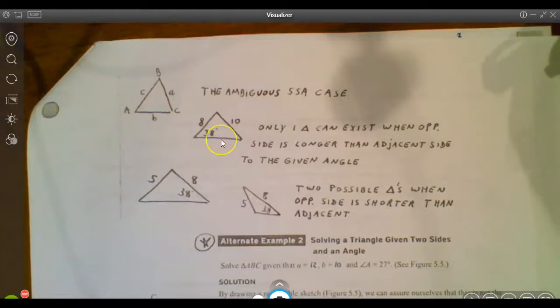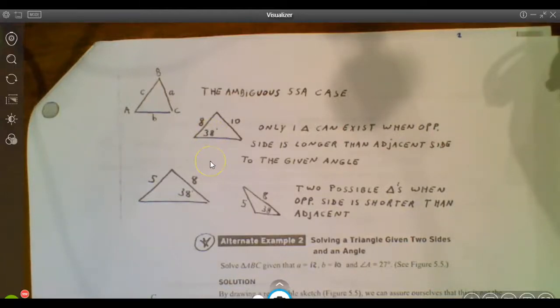So in this case, there's an issue here. The issue is we don't know if this segment was drawn this way or if it could be drawn this way. So here's what I mean by that. I drew it in two different ways. If all I was told is that I have two sides that were 8 and 10, and the angle across from side 10 was 38 degrees, right? That's all we know. So there was no diagram to begin with.